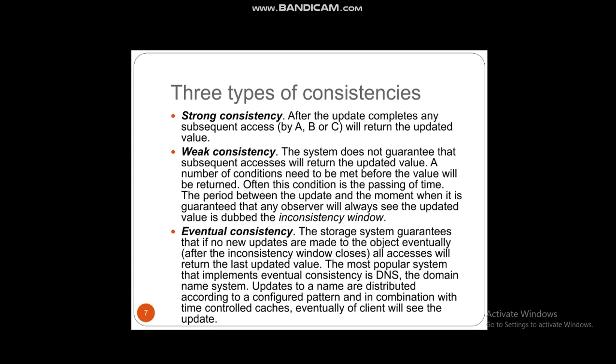Eventual consistency: the storage system guarantees that if no new updates are made to the object, eventually after the inconsistency window closes, all access will return the last updated value. The most popular system that implements eventual consistency is DNS, the domain name system. Updates to a name are distributed according to a configured pattern and in combination with time-controlled caches. Eventually, all clients will see the update.